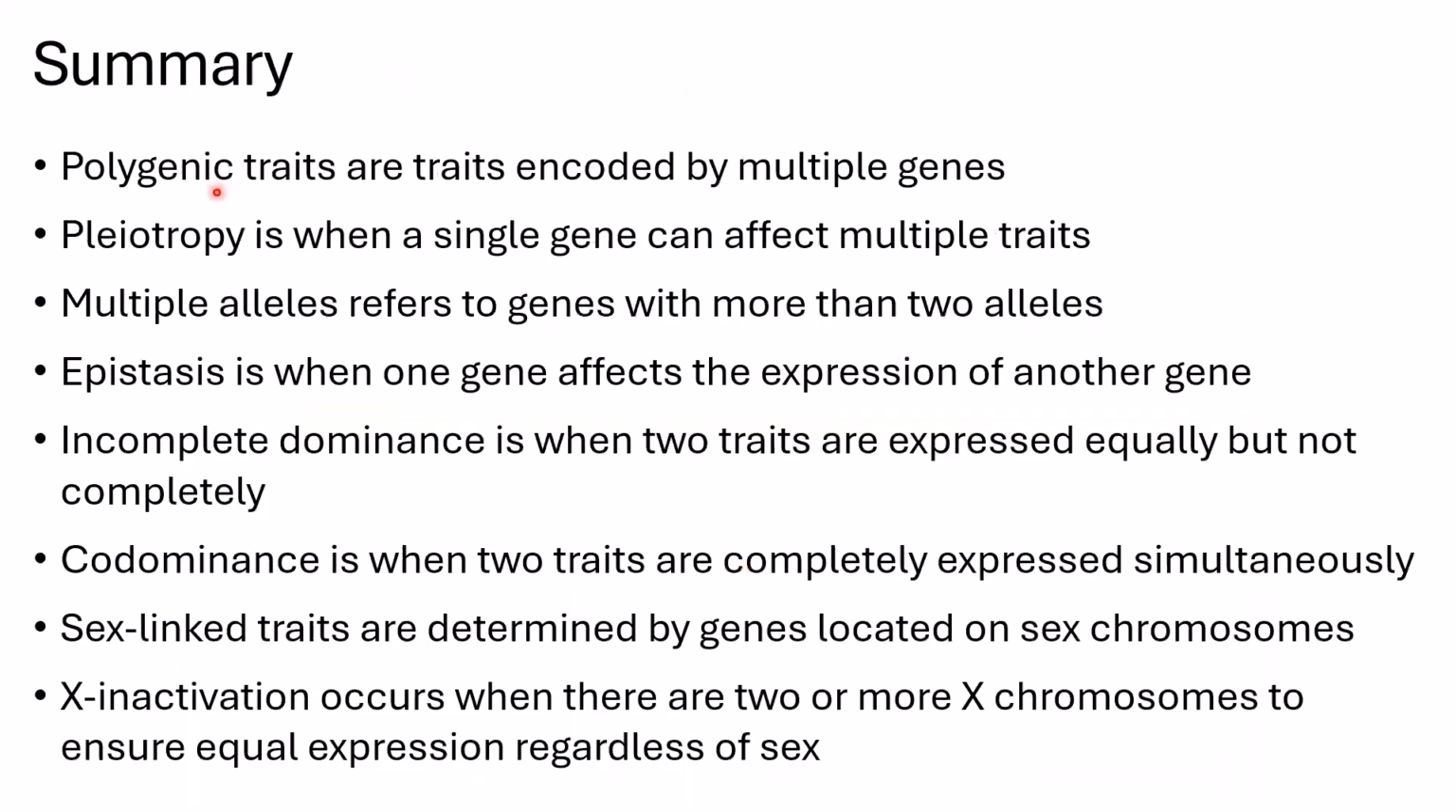In this video, we learned about various non-Mendelian inheritance patterns. Polygenic traits are traits encoded by multiple genes. Pleiotropy is when a single gene instead affects multiple traits. Multiple alleles is when a gene has more than just 2 alleles. Epistasis is when one gene affects the expression of another gene. Incomplete dominance is when 2 traits are expressed equally, but not completely, creating offspring that looks like an intermediate between the 2 parents. While codominance is when the 2 traits are both fully expressed at the same time.